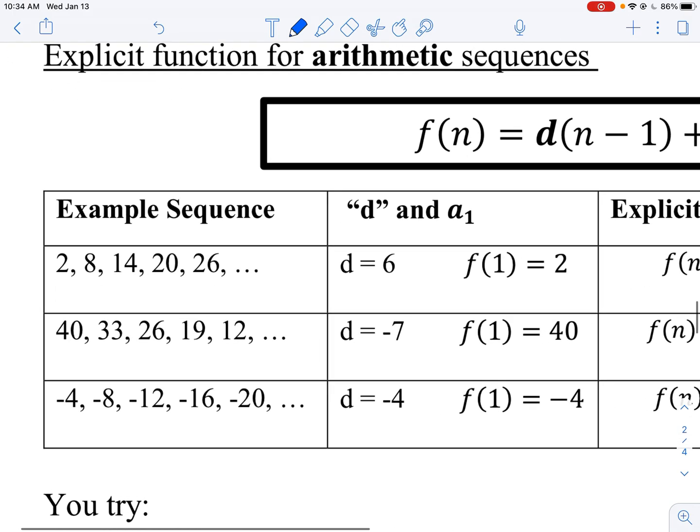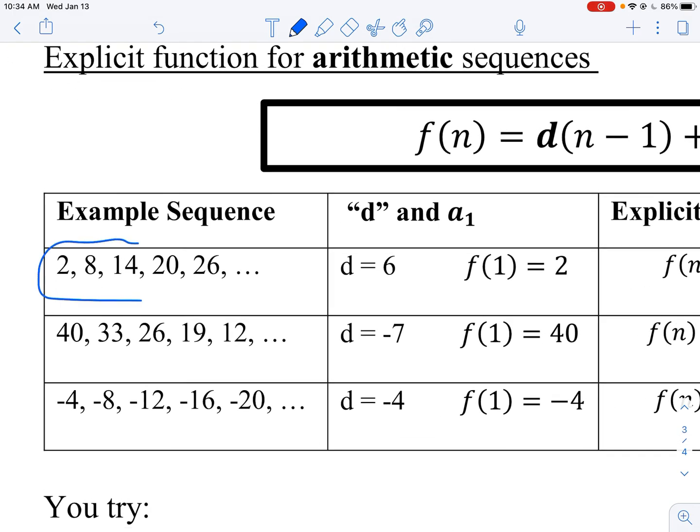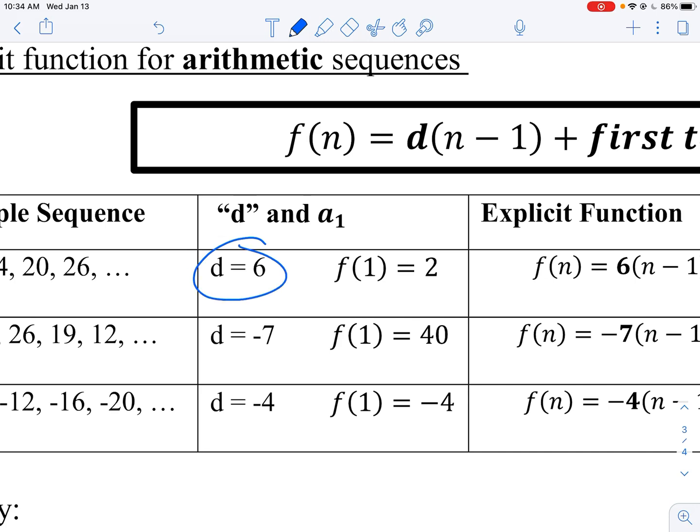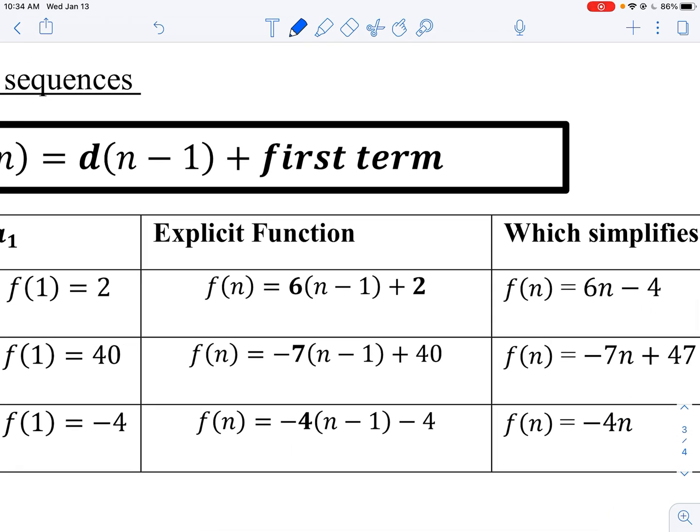So here's a few examples. This first one had a pattern of adding 6. It's actually the same example sequences that we've been looking at. And so the common difference is 6. The starting number is 2. And so I can fill it in. This becomes 6 times n minus 1 and then plus 2.